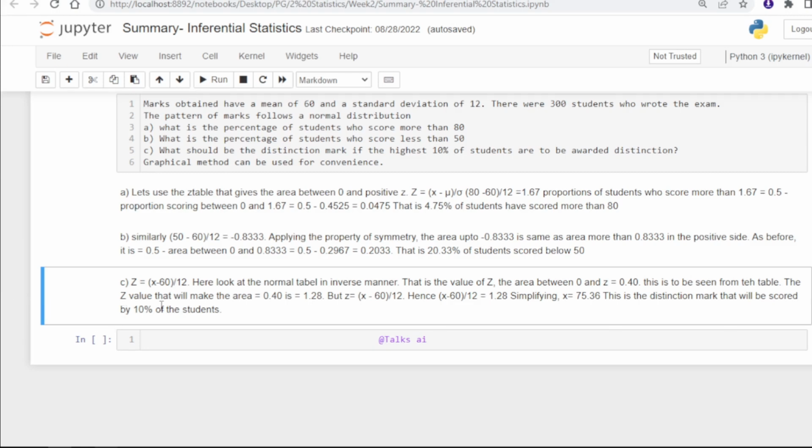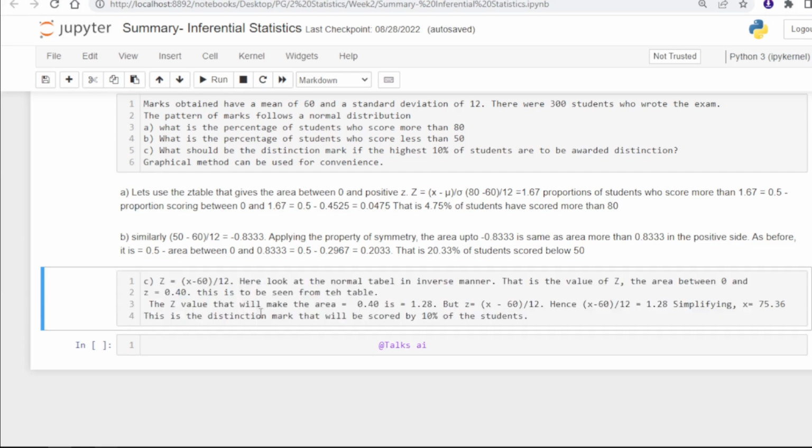And the Z value that will make the area 0.4 is 1.28. But here one thing to consider is Z is our x minus 60 divided by 12, because we also have the standard deviation of 12, so it equals 1.28. If we simplify that, x will be around 75.36, and this is the distinction mark that will be scored by 10% of the students.